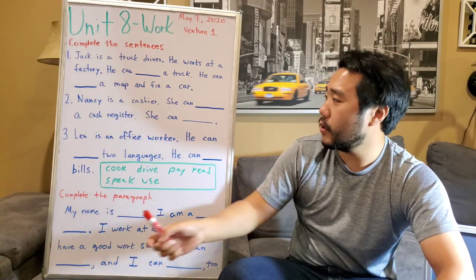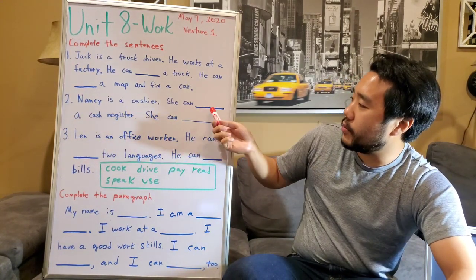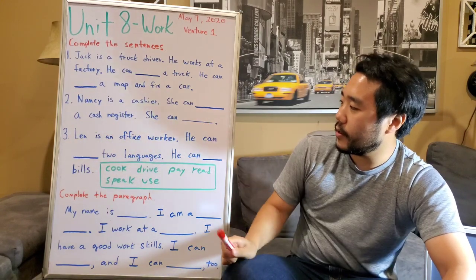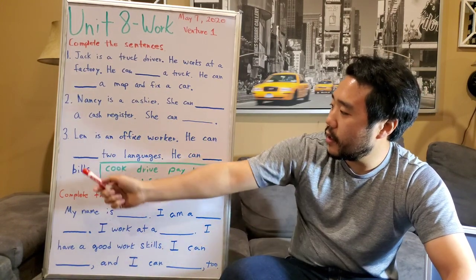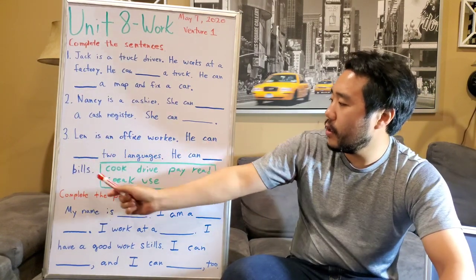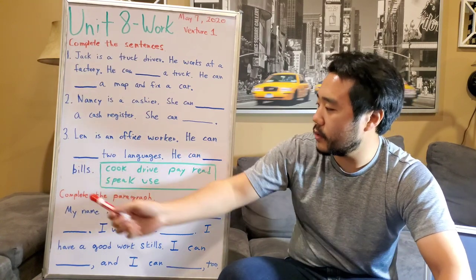Number two, Nancy is a cashier. She can blank a cash register. She can blank. Number three, Len is an office worker. He can blank 2 languages. He can blank bills.